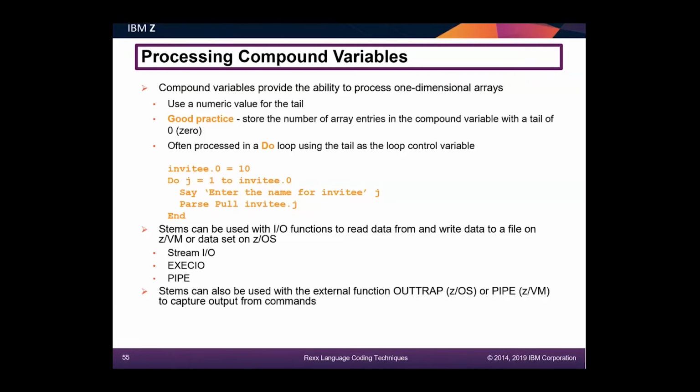Many I/O functions, though, will use that convention. So stream I/O, exec I/O, pipelines, they all use that convention. So if you want to write a stem out to a file, for example, the 0 tail needs to contain the number of entries that you want written. If you read a file in, Rexx will initialize the .0 tail to the number of records that it read. So those are conventions that our I/O processes follow as well. Okay, so just awareness around the compound variables.